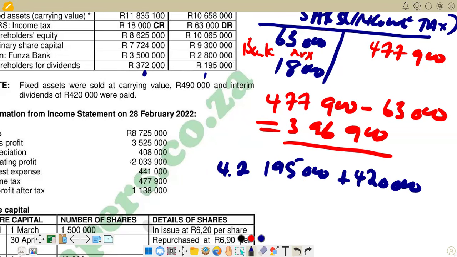If we add the two, you'd see that the answer is 615,000. So this is the amount to be posted to the cash flow statement, the amount that is being asked by the question. Then you can move on to check the next question.